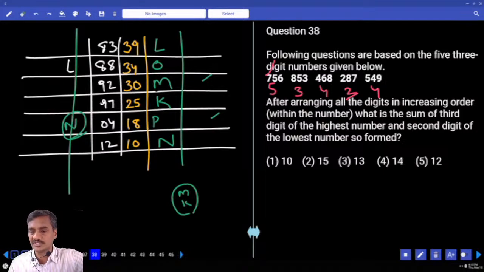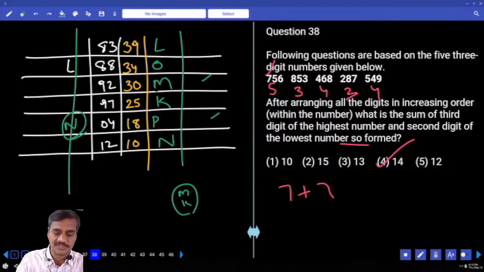What is the sum of this one? Sum of the third digit of the highest number. Now what is the highest number here? 567. Third digit is 7. And second digit of the lowest number. Now in this lowest number, 278, it is 7. 7 plus 7, 14, that is choice 4 for 38.